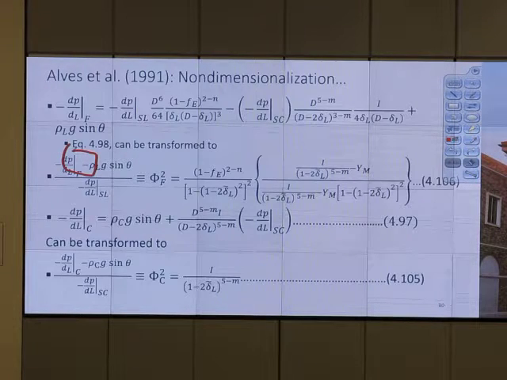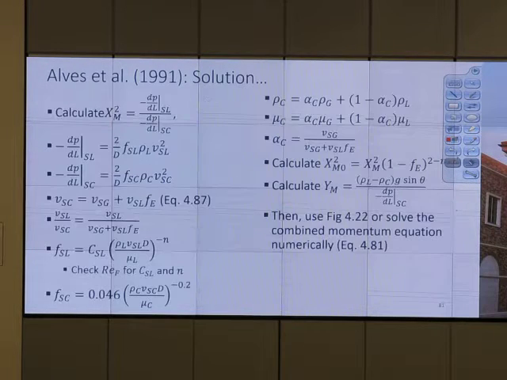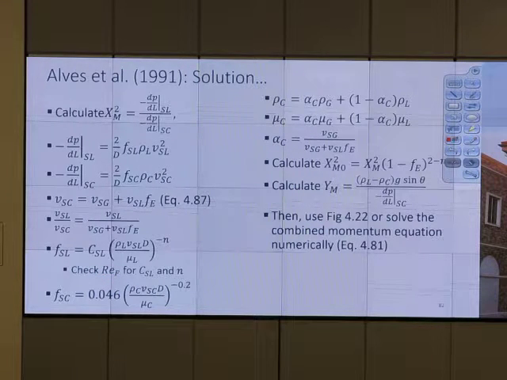We don't go back one slide, because we start from here. So after you get F sub E, check the Reynolds number. If it is turbulent flow, the film m should be 0.2. If it is laminar, use 1. That tells how to calculate this term, the superficial friction factor for the film. So check REF. Once you check REF, you can calculate FSL, FSC, calculate XM square, calculate YM, calculate XM0 square.